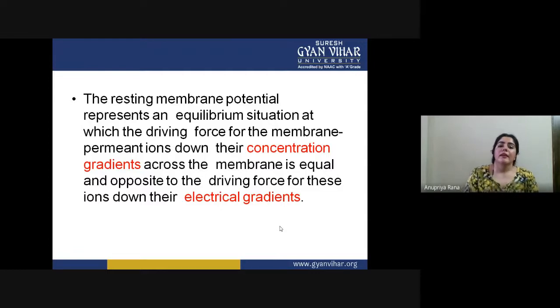Now, the resting membrane potential represents an equilibrium situation at which the driving force of the membrane permeant ions down their concentration gradient across the membrane is equal and opposite to the driving force of these ions down their electrical gradient. So the resting membrane potential represents an equilibrium situation, with a driving force for the membrane permeant ions down their concentration gradient.